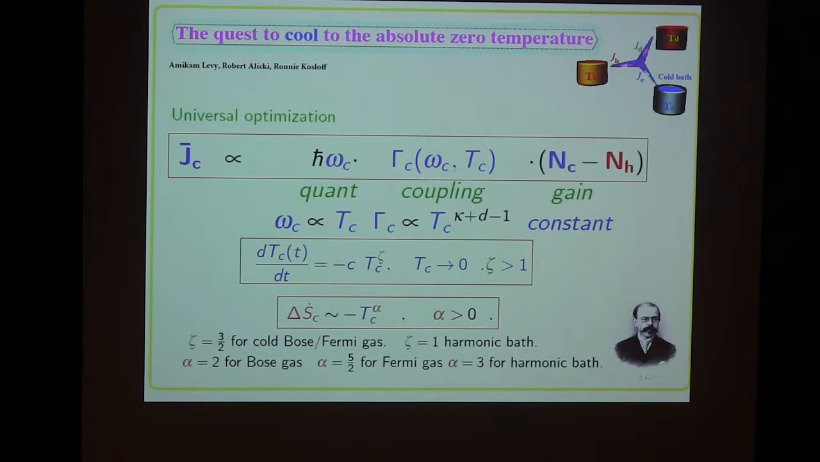And if we look at the cold bath current in the limit of cold temperature, we see again, we have this quantum of energy, we have this kinetic term, which tells us the coupling between our refrigerator and what we want to cool, and we have the gain. Now, if we want to optimize this, and we can optimize with respect to this frequency that we couple, we immediately see that this frequency has to be proportional to the cold bath temperature.